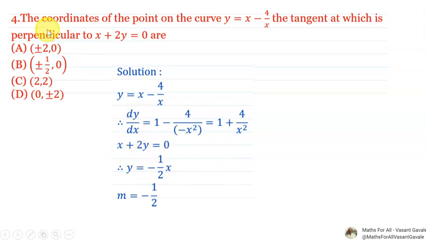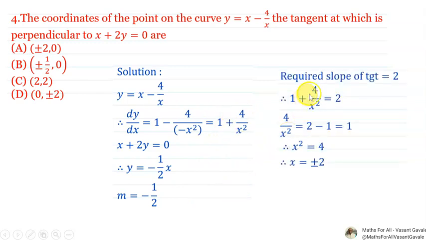Now the slope of the line. Okay. x plus 2y. या लाईनला या कर्वची tangent कशी आहे तर perpendicular आहे. Then what is the slope of the given line? That is m is equal to -1 upon 2. मग त्या tangentचा slope किती असणार आहे तर -1 upon 2 चं minus and reciprocal, that you will get here 2. Means 1 plus 4 upon x square is equal to 2.